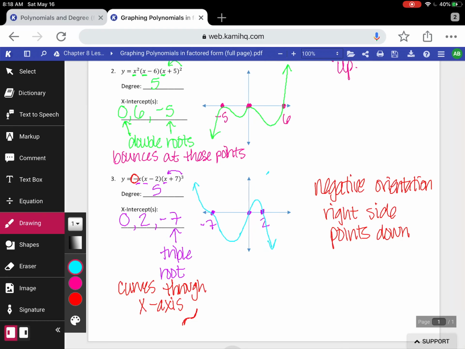The only other thing I want to make sure we add is that we did not have an example with an even degree. If we have an even degree, that would tell us the left and the right side would point in the same direction.